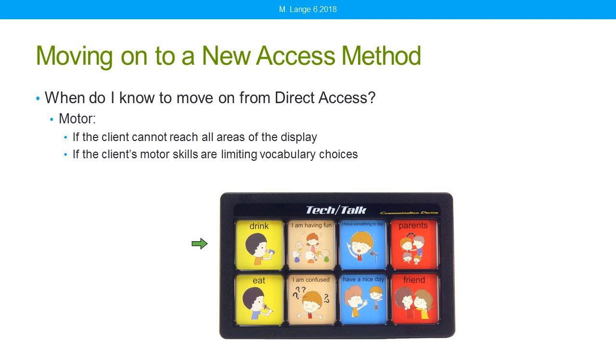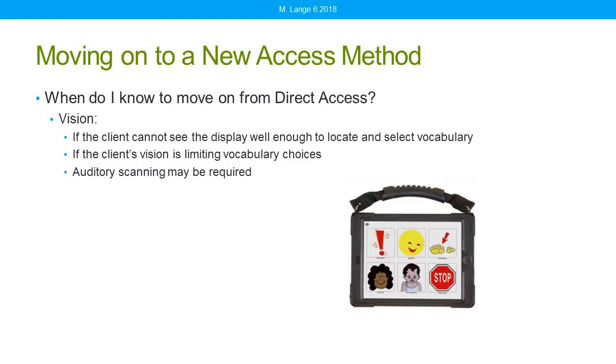Again, many devices will continue to change what's on the display. They have a dynamic display. But if a client has to go through page after page after page to find their vocabulary, if we find vocabulary is limited due to motor skills, it may be time to explore other access methods. Again, same situation with vision. If the client can't see the display well enough to locate and select their vocabulary, if their vision is limiting their vocabulary choices, then they may need a different access method.